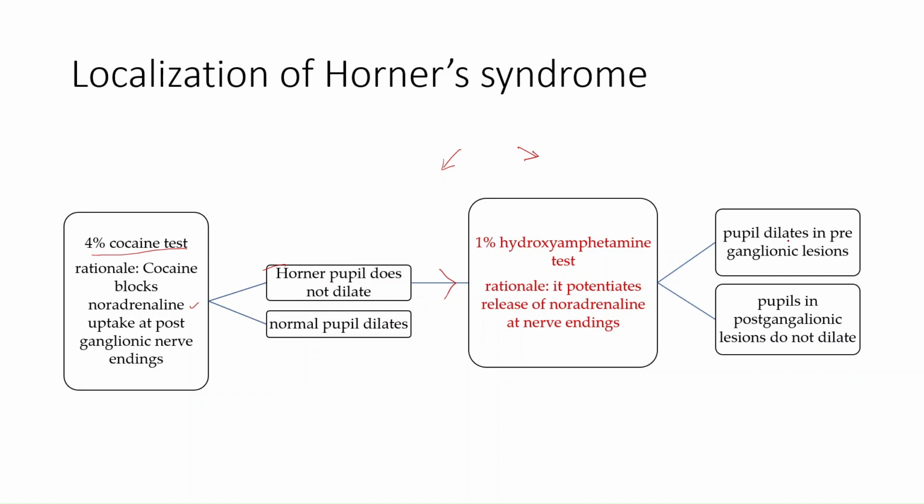So in preganglionic lesions, there will be dilatation because from the C8 or the superior cervical ganglion till the nerve endings, you will have some noradrenaline that is normally going. So that will be accentuated by hydroxyamphetamine and there will be dilatation. In postganglionic lesions, there is no noradrenaline at the nerve ending, so the pupils do not dilate.